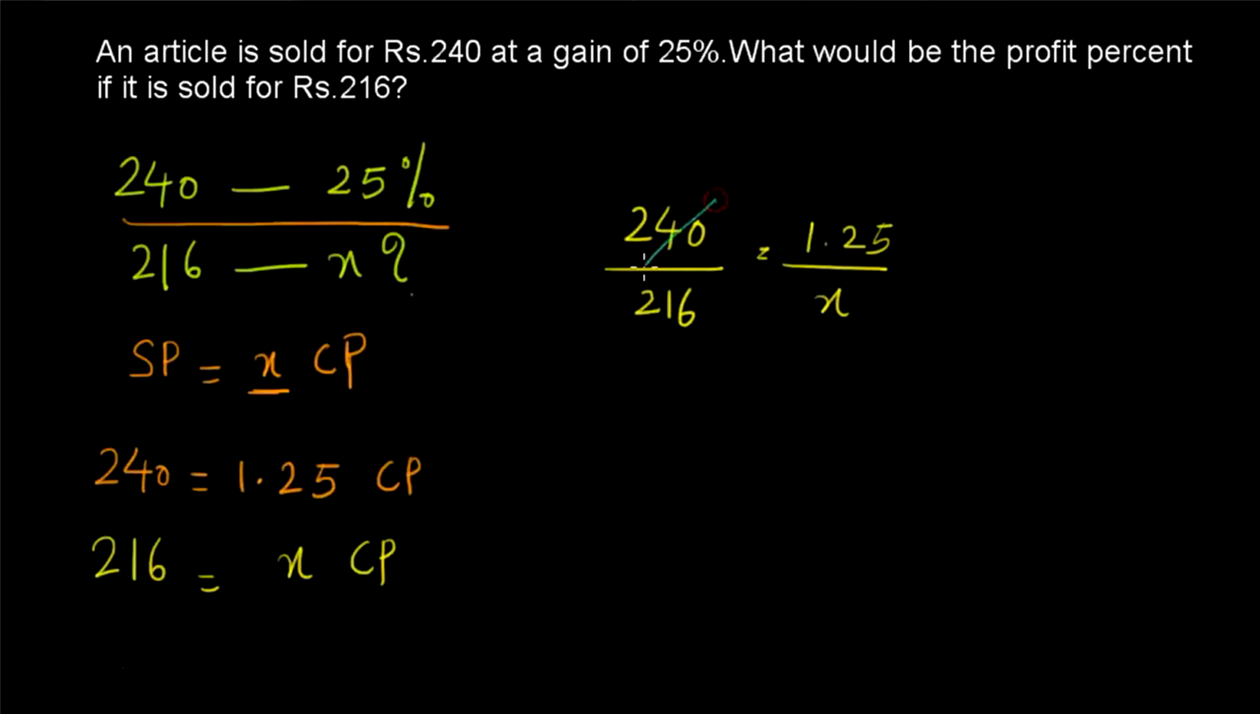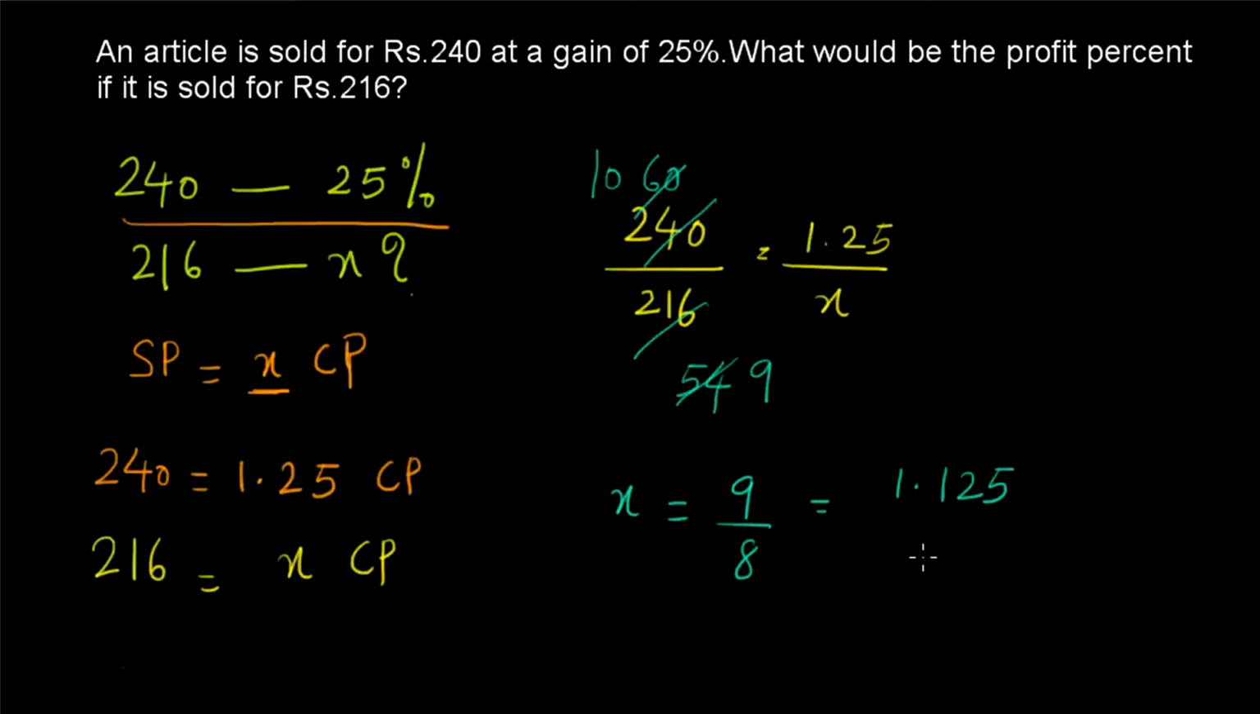First we can cancel out by 4. So here we get 60 and here we get 54. Again we cancel out by 6, so we get 10 and 9. So 10 by 9 is equal to 1.25 by X. Our final answer will be X is equal to 9 by 8, so 1.125 will be our X.